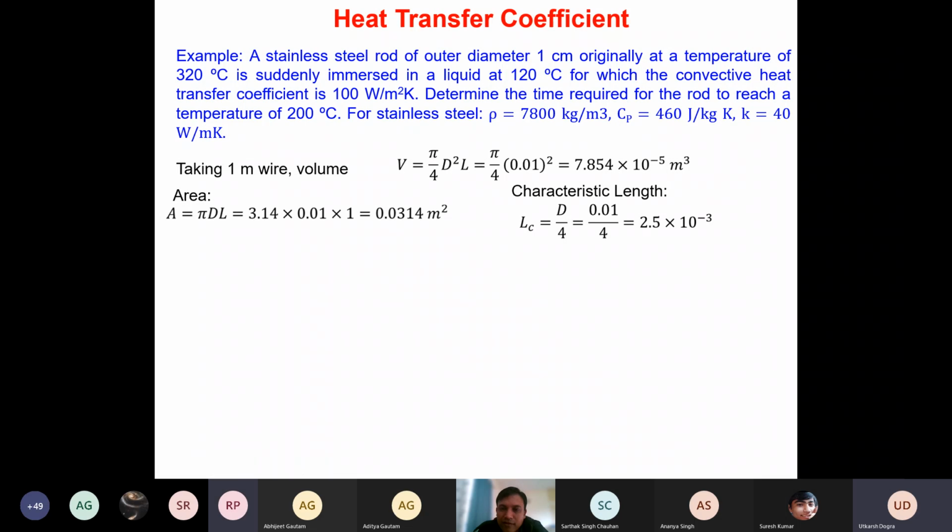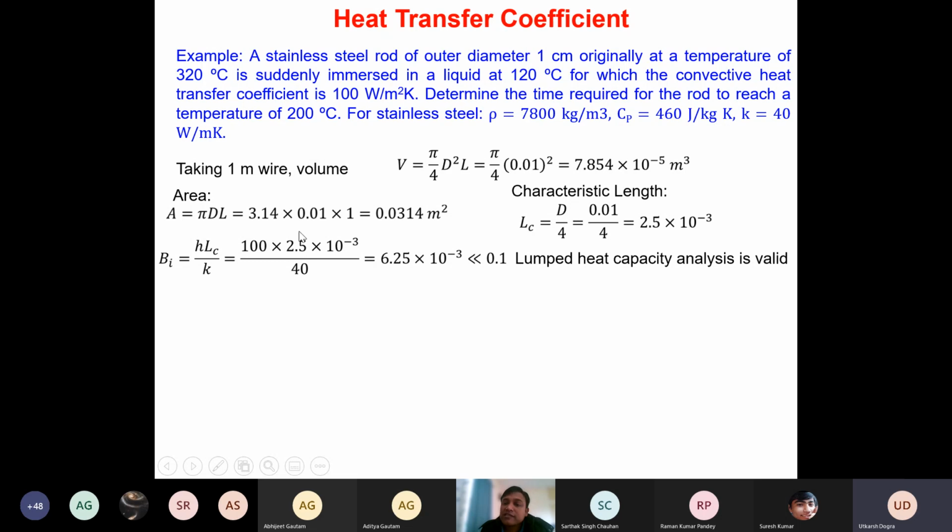So for a sphere, will we take the characteristic dimension as R by 3, V by A? See, in case of a flat plate, it will be just L, but in case of a sphere I think it is R by 3, if I'm not wrong. So for all the shapes we have to do V by A only for finding the characteristic dimension. Correct. Okay. So in this case, that will be D by 4.